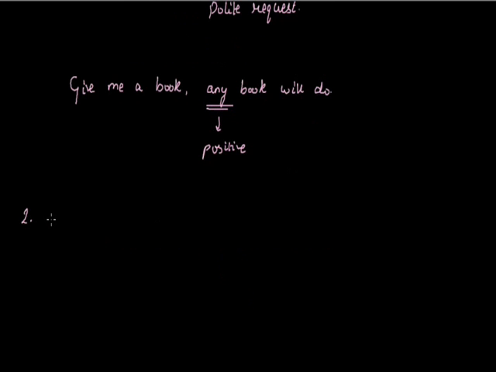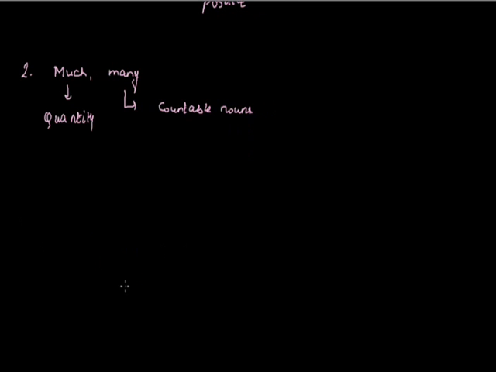Next, the determiners of quantity are much and many. Now what is the difference between much and many? First of all, much is used for uncountable nouns, to represent a quantity of uncountable nouns. And many is used for countable nouns. For example, how many friends do you have?